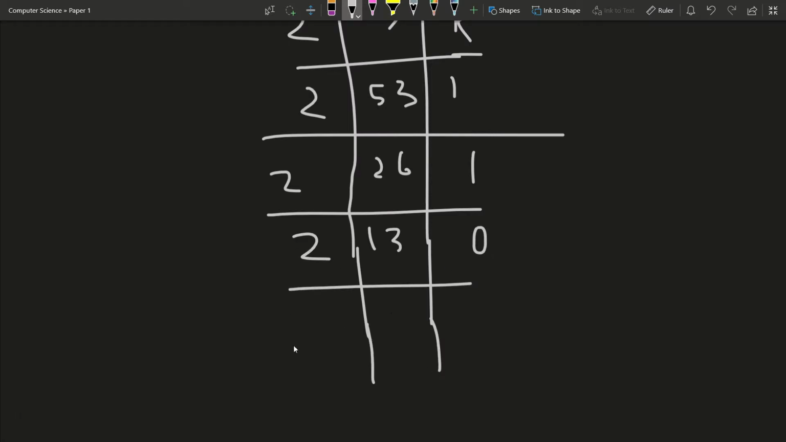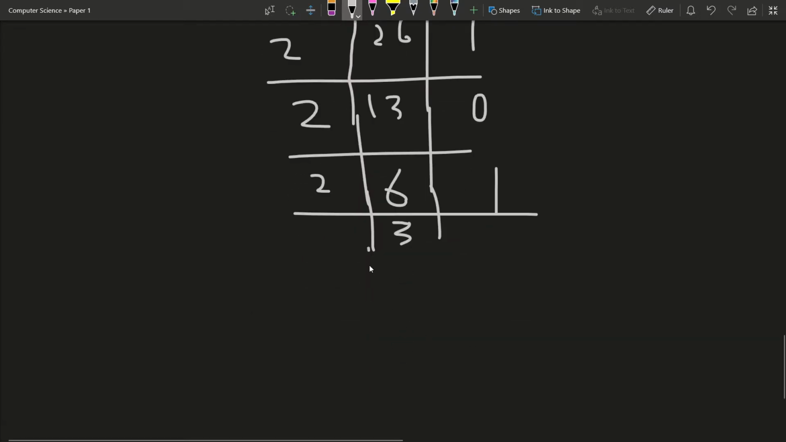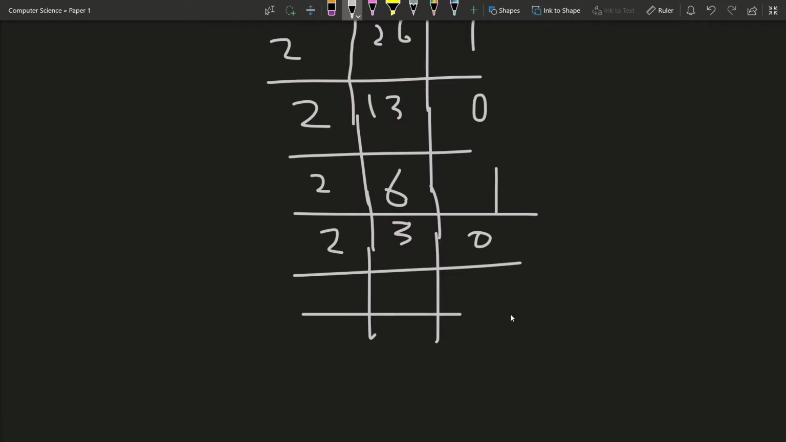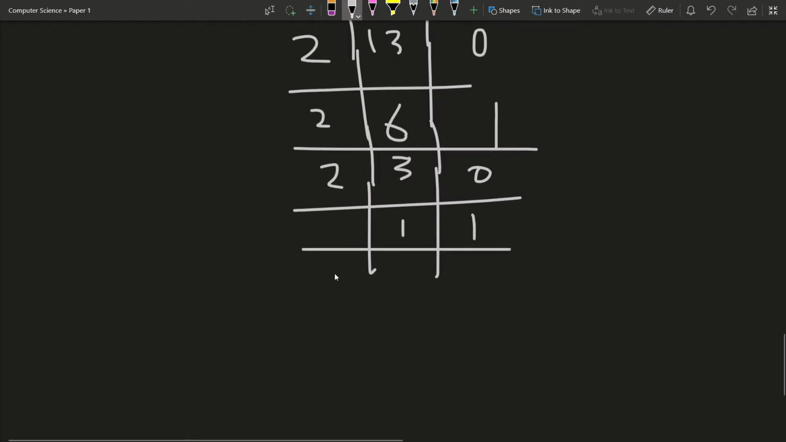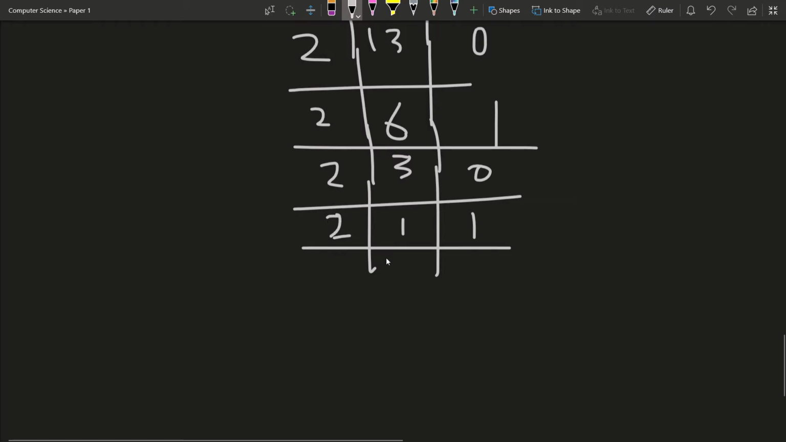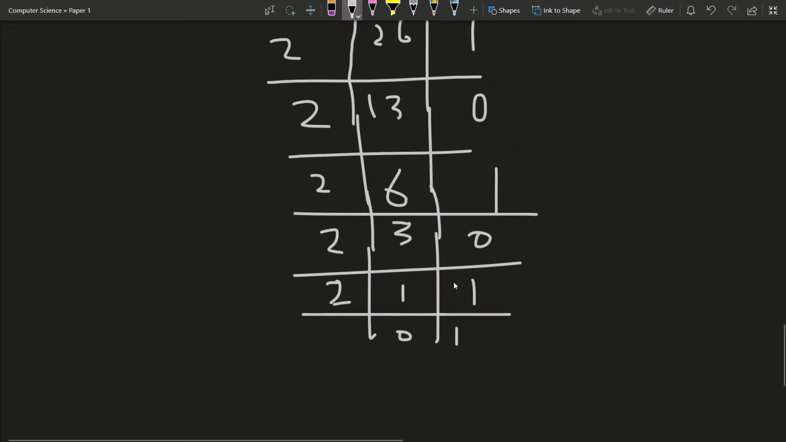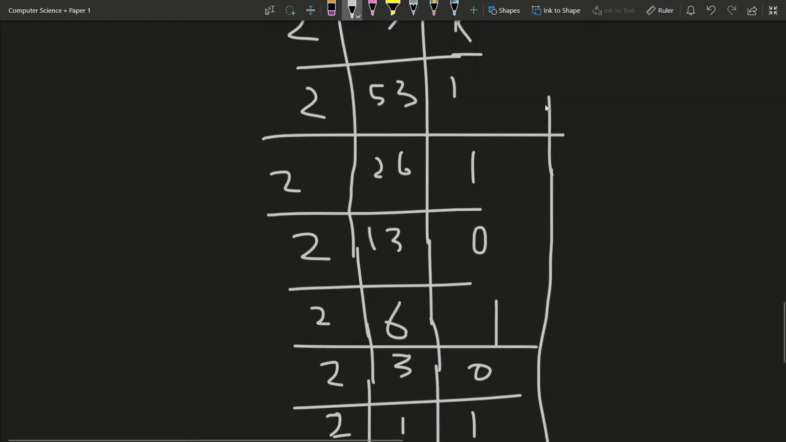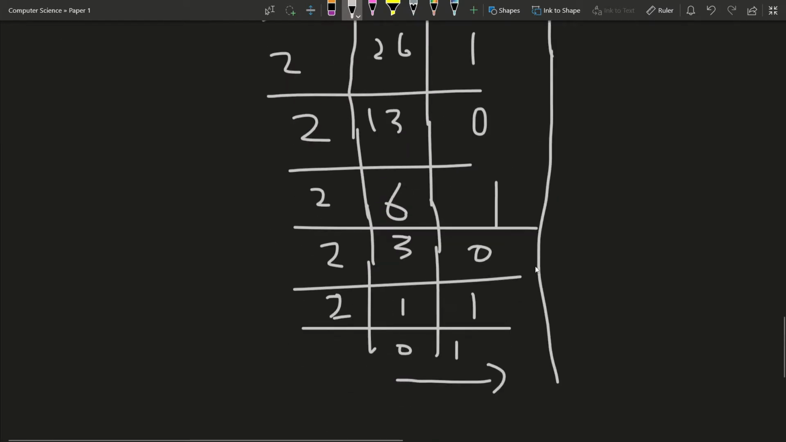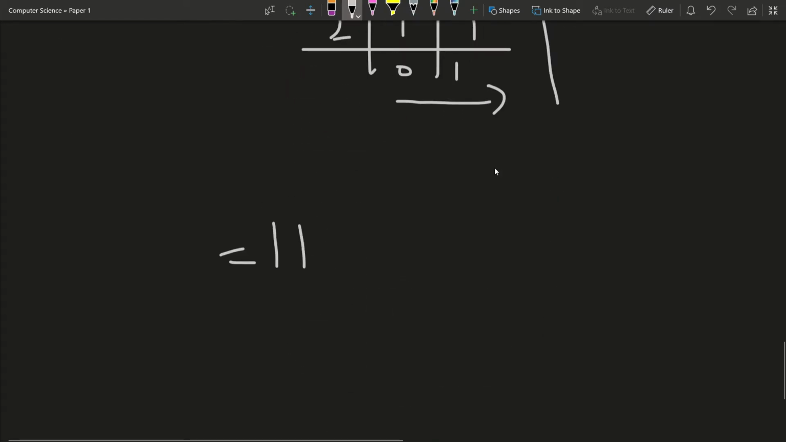Divided by 2, you would get 6 with a remainder of 1. Divided by 2 again, you get 3, remainder 0. Go down again, divided by 2, you would get 1 with a remainder of 1. And then divide that by 2 again, and you would get 0, remainder 1. So then you read it from the bottom to the top.